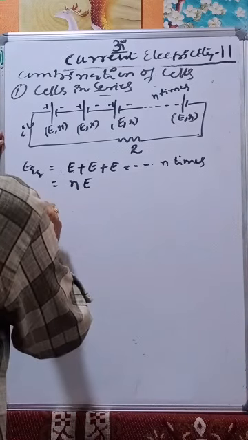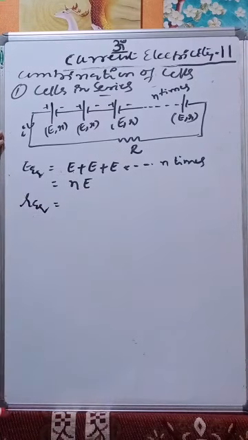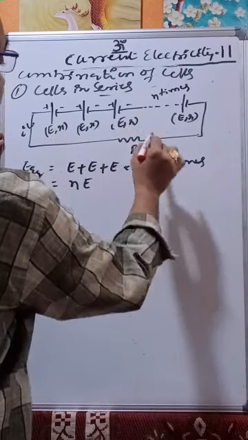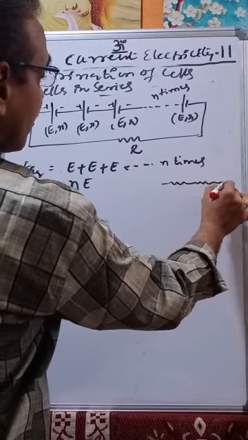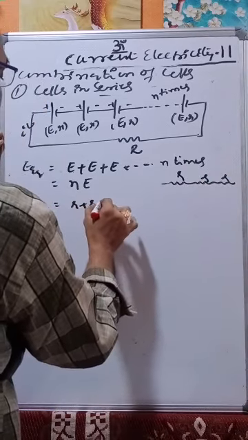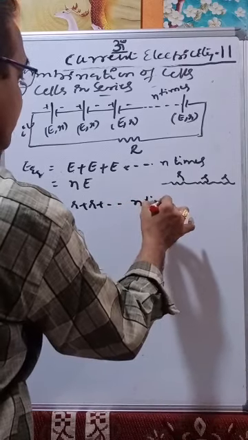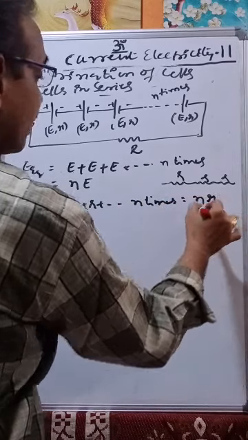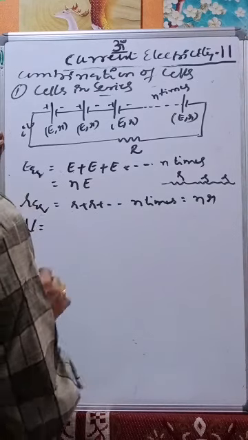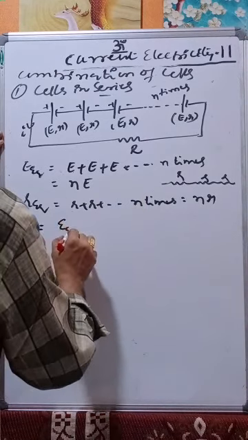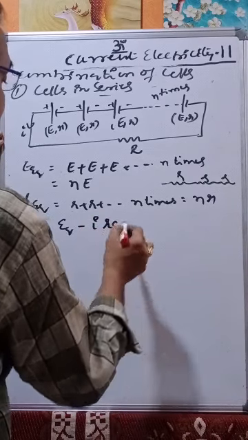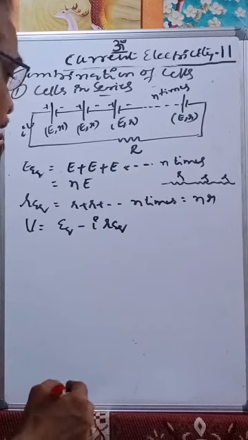Next, what is r equivalent? These are all r in series. Therefore r equivalent is r plus r, n times. That is equal to nr. Then what is V? V is equal to E equivalent minus I into r equivalent.